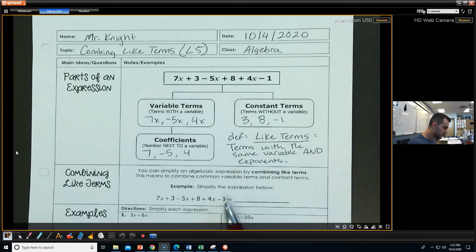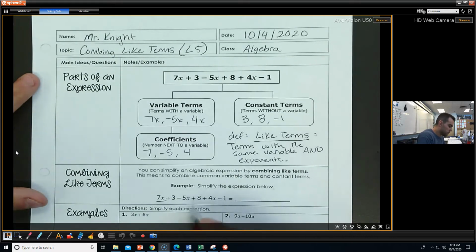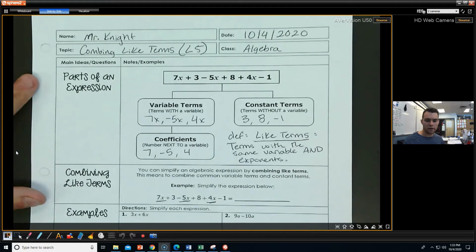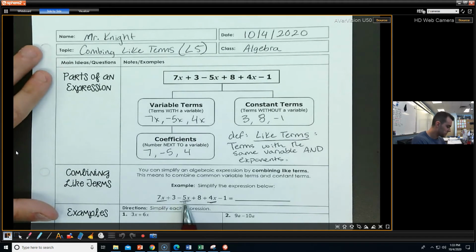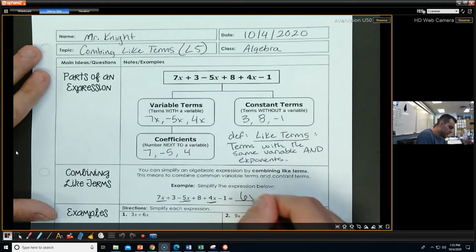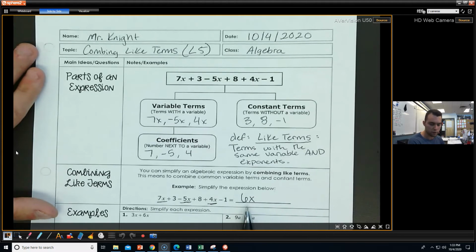So if we're combining like terms, what we need to do is see which ones have the same variables. So for example, 7x is a like term to negative 5x, is also a like term to 4x. They all have an x variable with them, and so to combine them, we just add and subtract their coefficients, the numbers that are in front. So it's just like addition, subtraction. I do 7 minus 5 is 2, plus 4 is 6. So that would be 6x. I just combined with addition, subtraction, what the coefficient would be.